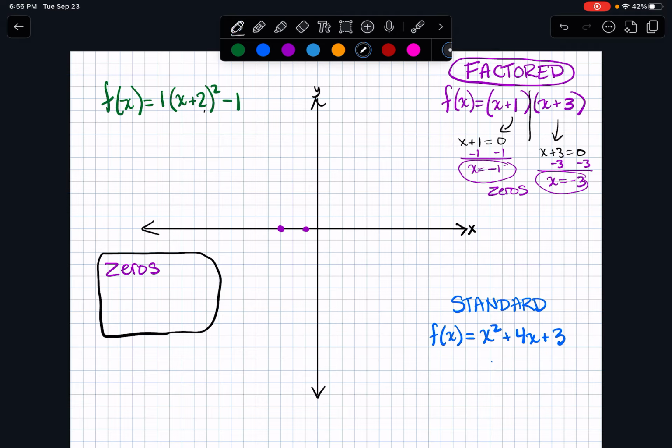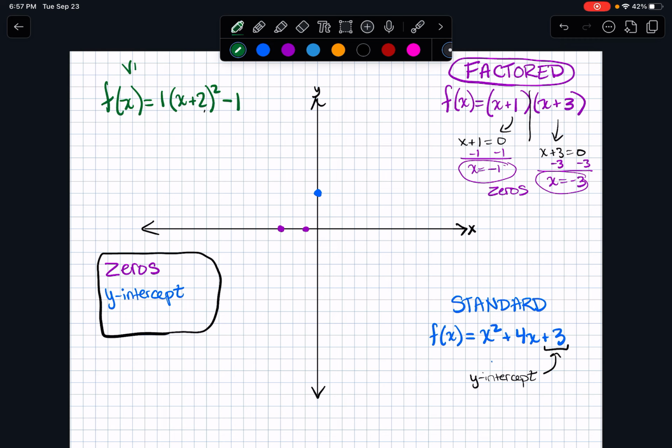Standard form is most useful for its constant term. So the constant term tells us the y-intercept. So the y-intercept of this parabola would be 3, because in my standard form, there is a constant term of 3. So my standard form tells me my y-intercept.